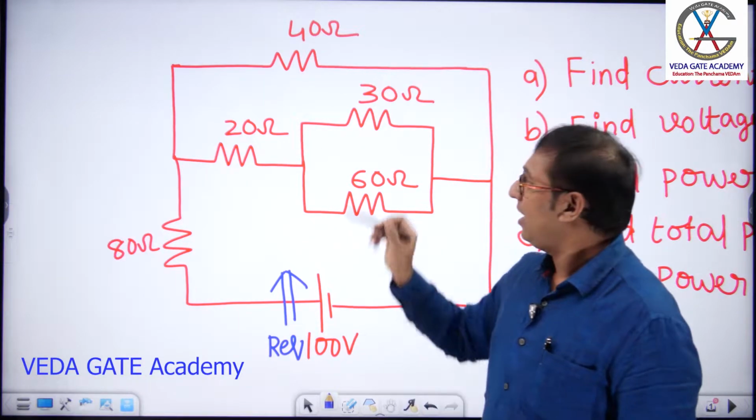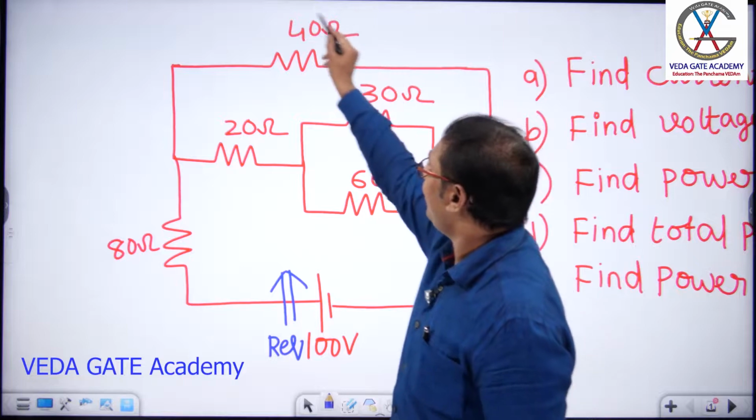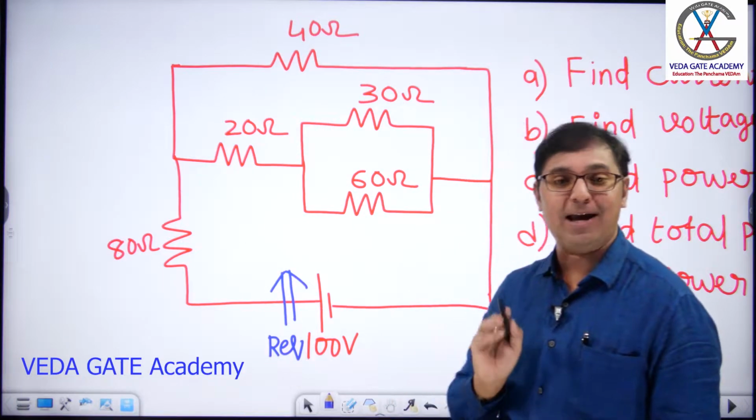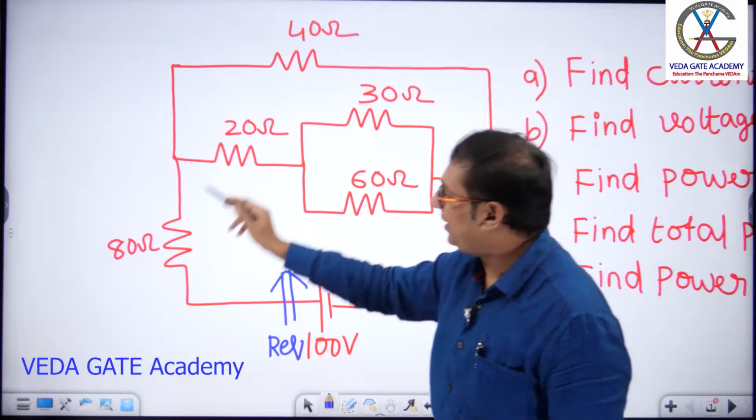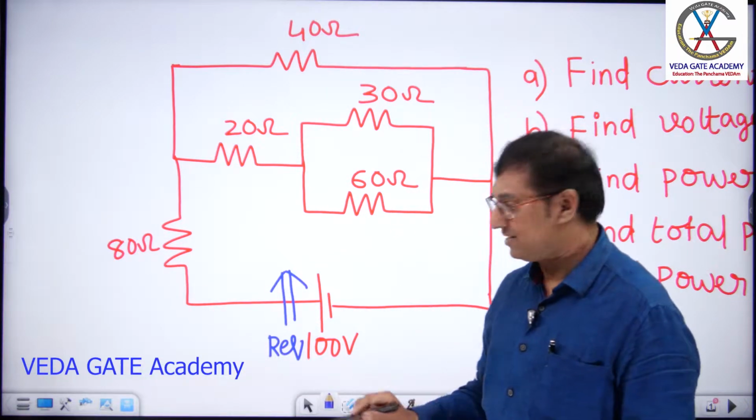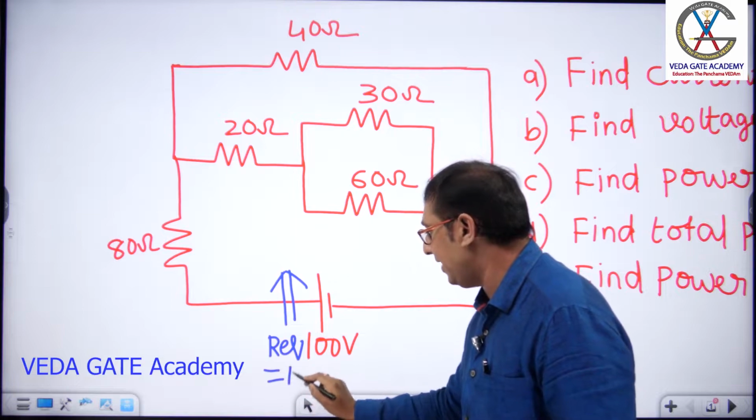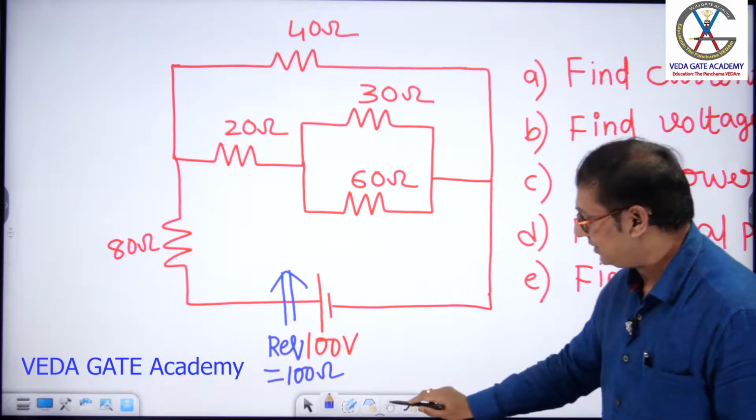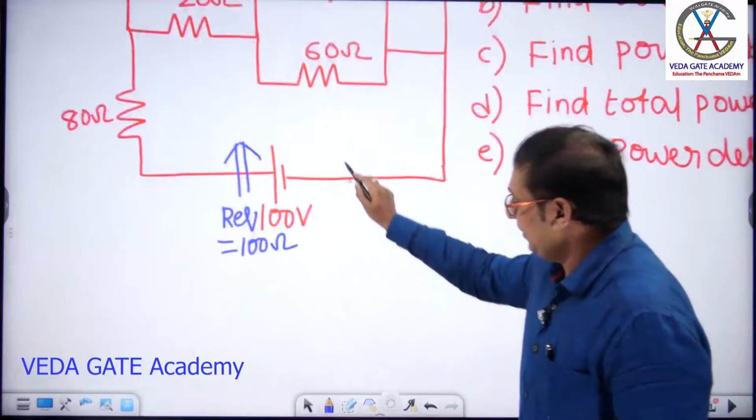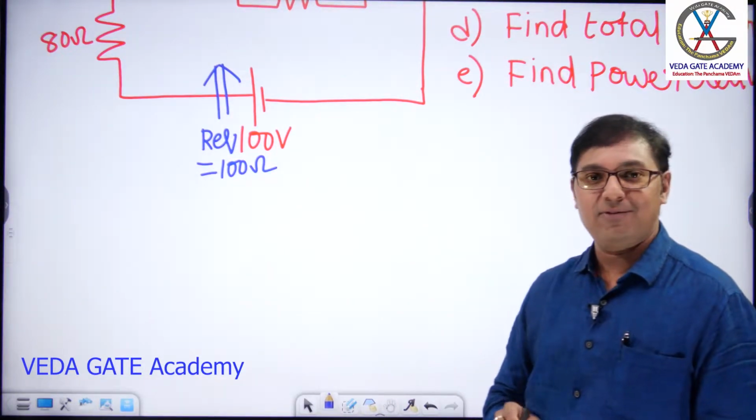40 ohms. How are this 40 ohm and this 40 ohm connected? In parallel. What is the equivalent? 20 ohms. How are this 20 ohm and 80 ohm connected? In series. What is the equivalent? R equivalent is 100 ohms. Students will have a doubt: sir, please draw the equivalent circuit, then we will understand.